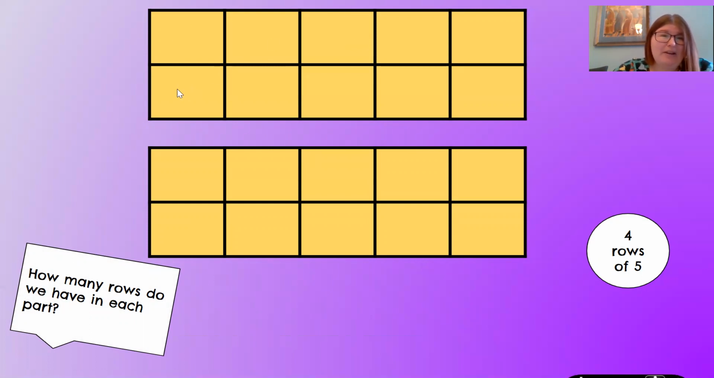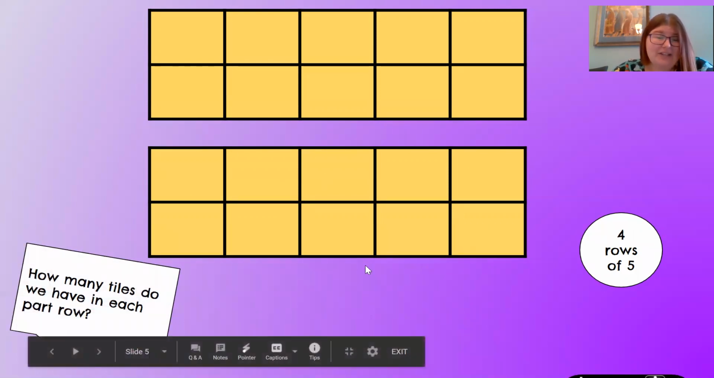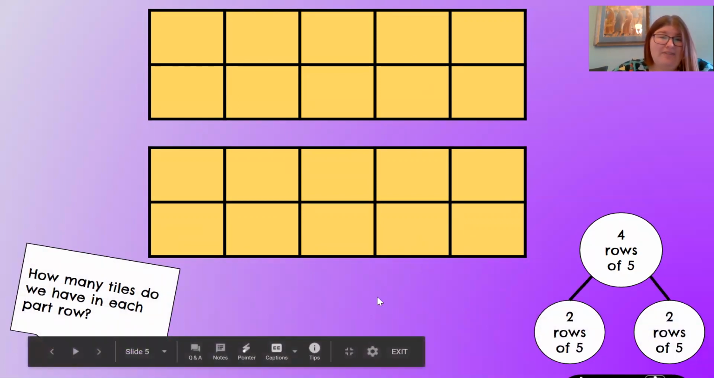We have 1 row up here, 1 row here, 2 rows. And then in our next part, we have 1 row, 2 rows. So how many tiles do we have in each part of the row? If you said we have 5 tiles in each row, meaning each part now has 10 tiles, you are correct. Nice work. We have 2 rows of 5 in each part.